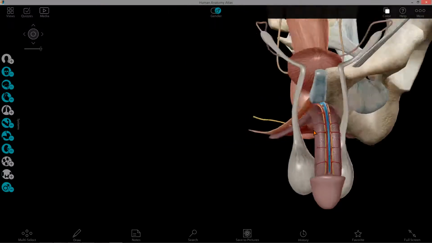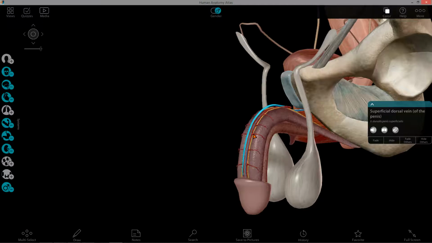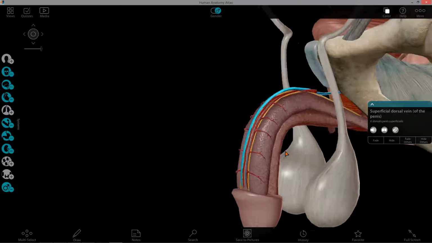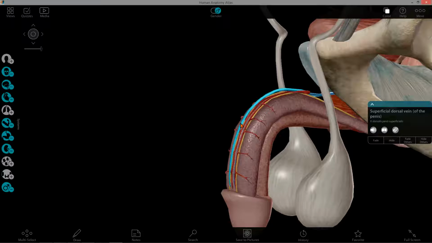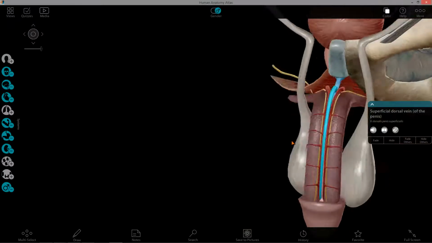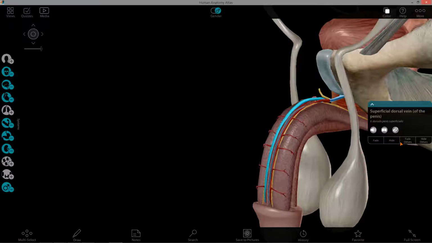And as you can see deep to it, there are several arteries and veins. This is the superficial dorsal vein of the penis, it is singular and non-paired, and it would have been just above Buck's fascia. It is a continuation of the internal pudendal. I'm just going to hide it right now.